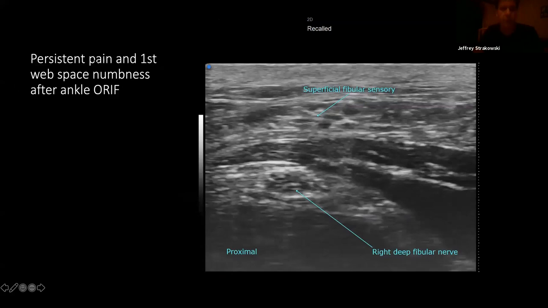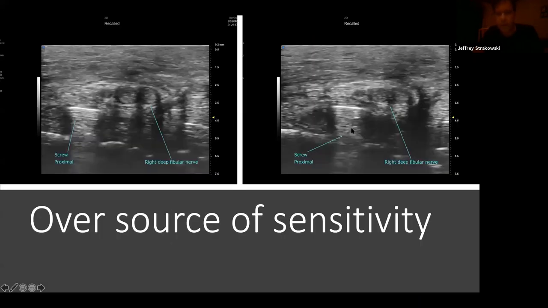This is a quickie. But this is a persistent pain in the first web space, numbness after an ankle open reduction, internal fixation. And so we think, okay, it's probably at least the medial branch of the deep fibular nerve. We can assess the extensor digitorum brevis to determine if the lateral branch is also affected, okay? And here's the deep fibular nerve. Extensor digitorum brevis doesn't look denervated. Superficial fibular nerve is up above it. So let's see what's going on to cause this persistent numbness.